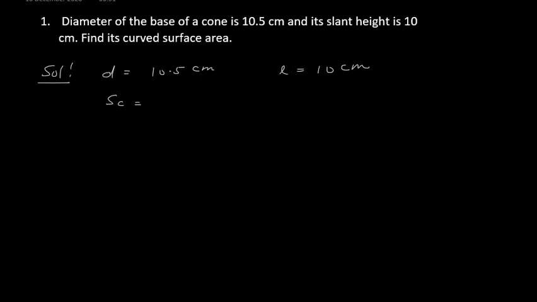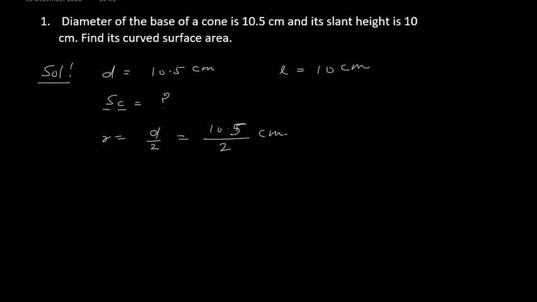So I denote it with SC. C stands for curved, S for surface area. So curved surface area, that is question mark. Now diameter is given, so we can find radius. Radius is diameter divided by 2, that is 10.5 divided by 2 centimeter. It is not necessary that you calculate and find its final value. Maybe during calculation it will help to write in this form, 10.5 divided by 2.